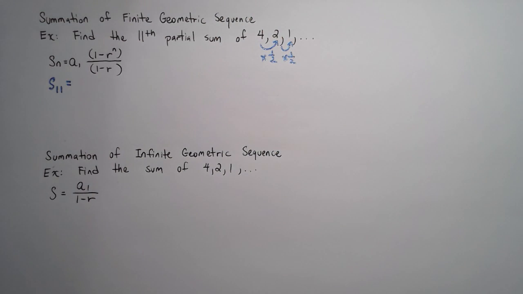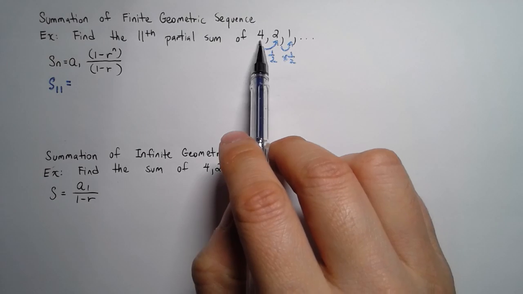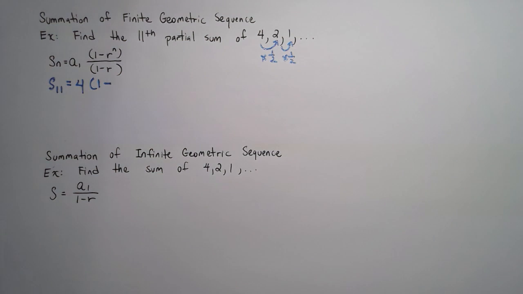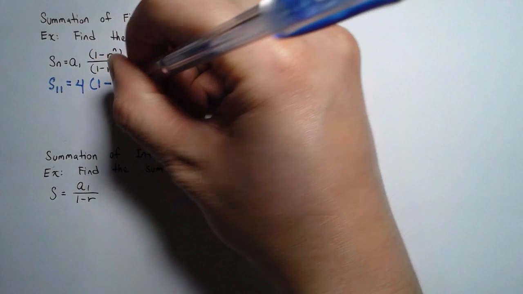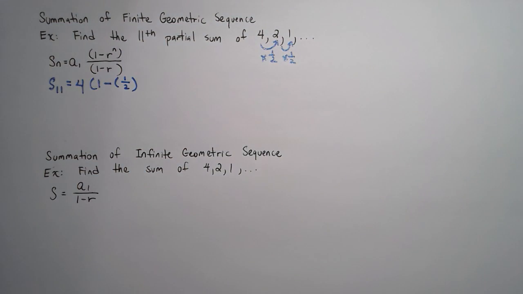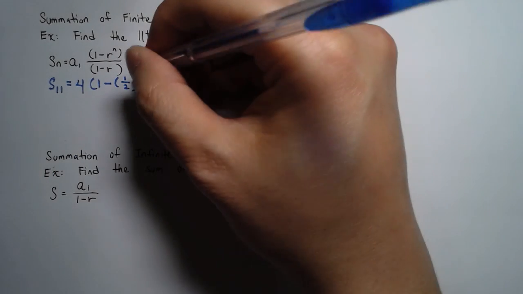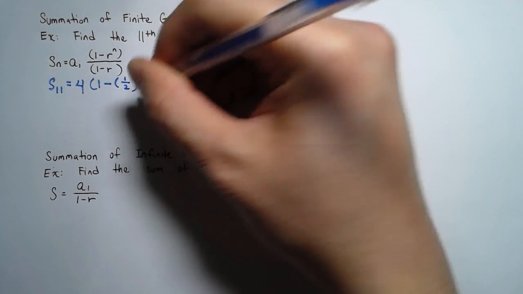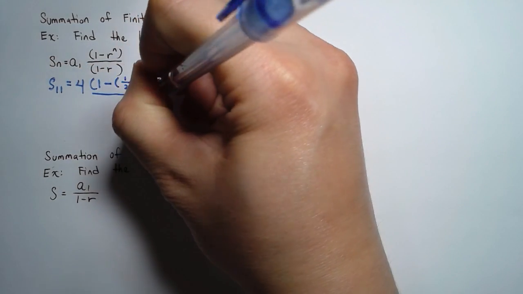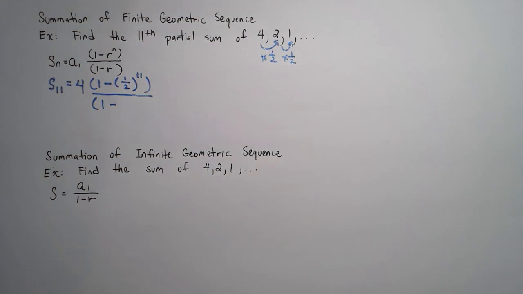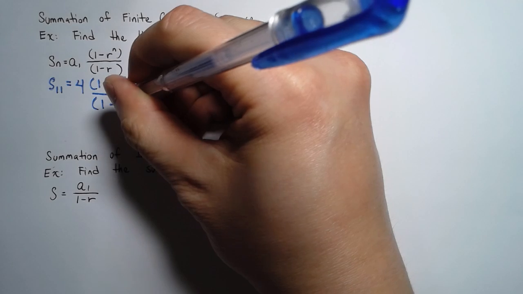We need the first number, which is a1, and that's going to become 4 in this problem. We need the parentheses, 1 minus, and we need the ratio, which is a half. We need to put that in parentheses, to the power of n, and n once again is how many numbers we're adding, which in this case is 11. And we're going to divide that by 1 minus, and once again for r we're putting the common ratio, which is half.